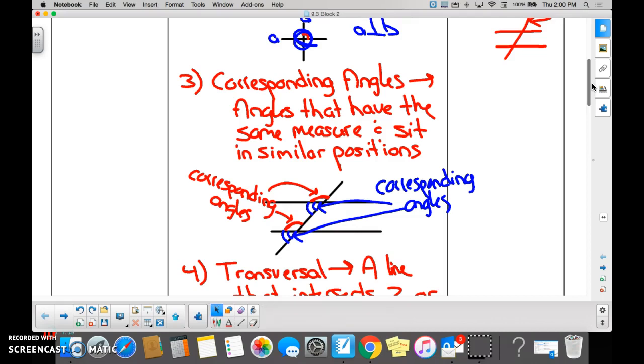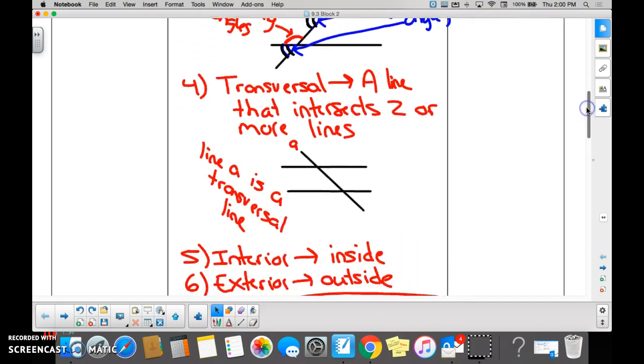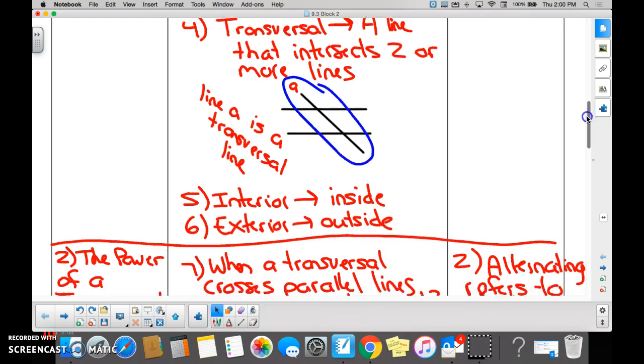Now, if they have to identify a second pair of corresponding angles, they might do two half moony things here, right? And that also means that they're corresponding. You with me? Okay, and then a line that cuts two lines is called a transversal. Okay, is this your transversal right here? Yes, because it's cutting two lines. Interior, inside, exterior, outside. Cool.